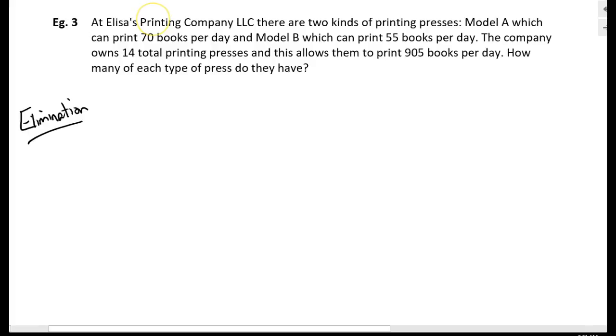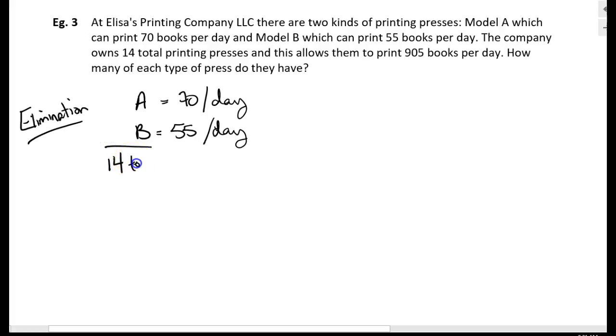We've got Lisa's Printing Company, LLC. There are 2 kinds of printing presses. Model A can print 70 books per day. Model B can print 55 books per day. The company owns 14 total printing presses. Okay, so 14 total. And it allows them to print 905 per day.